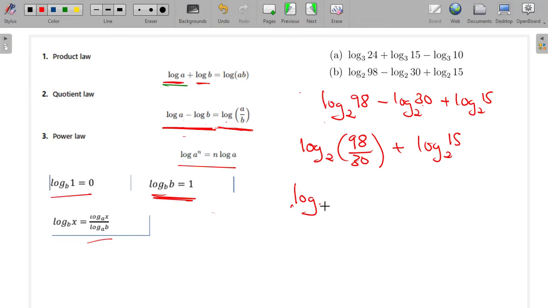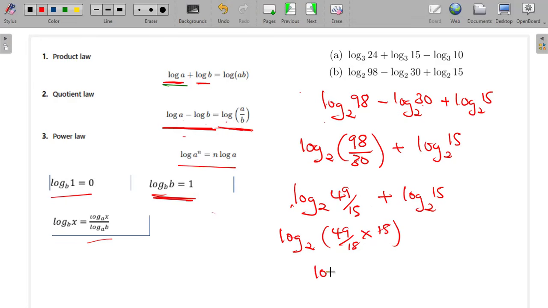Here I can just simplify it. 98 over 30, I just get what values can go into both. So 2 into 98 gives us 49, and 2 into 30 gives us 15. And then we say log base 2 of 49 over 15. Now since we are adding, we just multiply: log base 2 of 49 over 15 multiplied by 15. The 15s divide out, and you remain with log base 2 of 49. Just like that, you would have simplified that one.